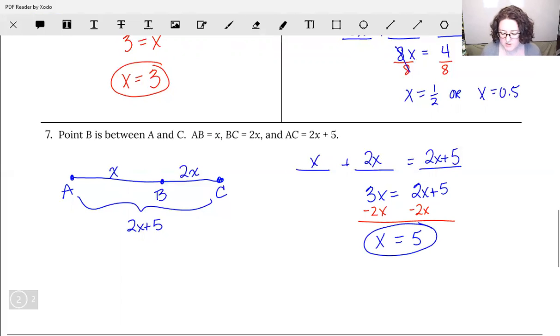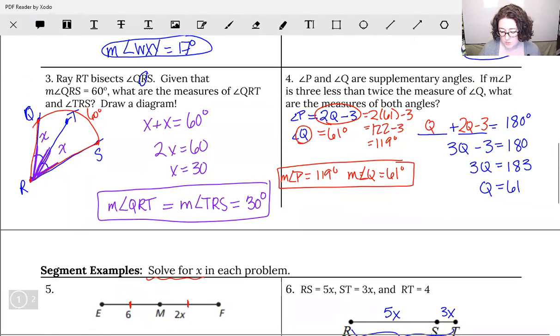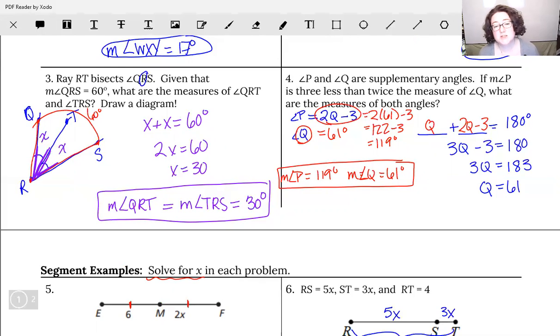Now, be careful when you're looking at some problems. You may actually need to substitute back in. So if I think back to problem number 4 that we were doing with angles, again, you'll notice I took my answer for the Q, and I actually had to plug it back in. So keep an eye out for those kinds of problems. You will definitely see those coming up. Read carefully. Is it asking for the entire angle or entire segment, or is it just asking for x and you have to substitute back in?